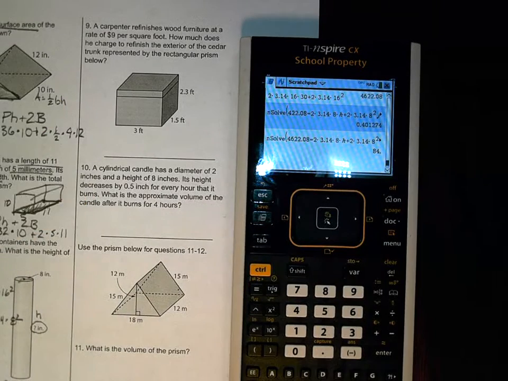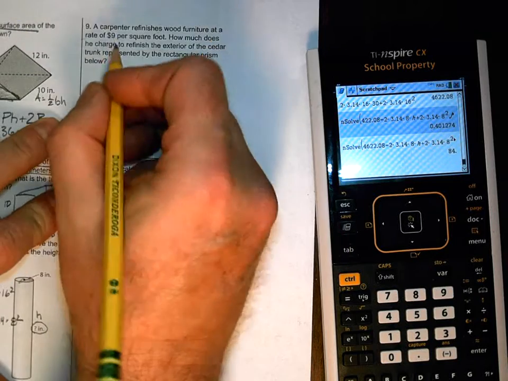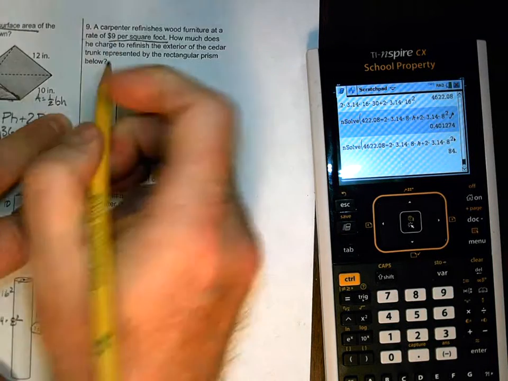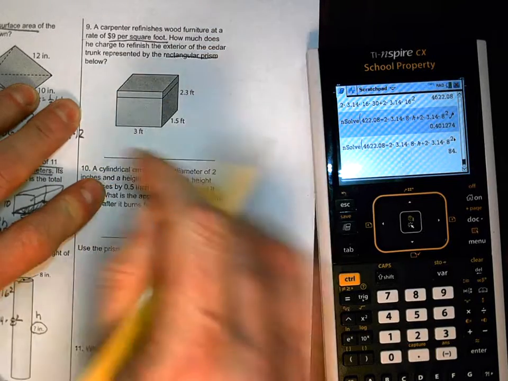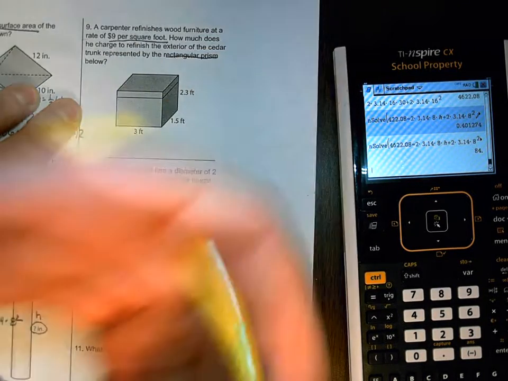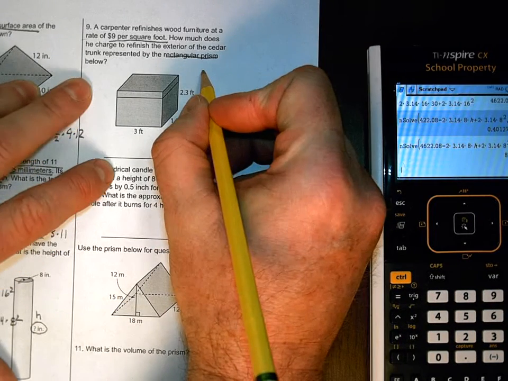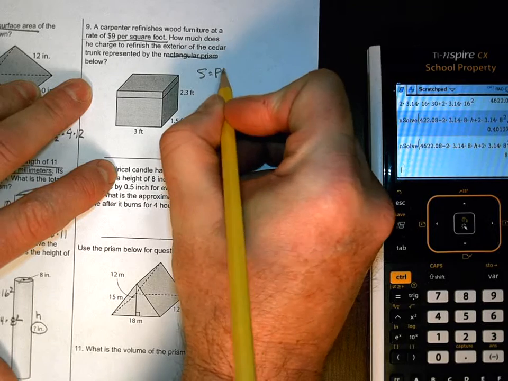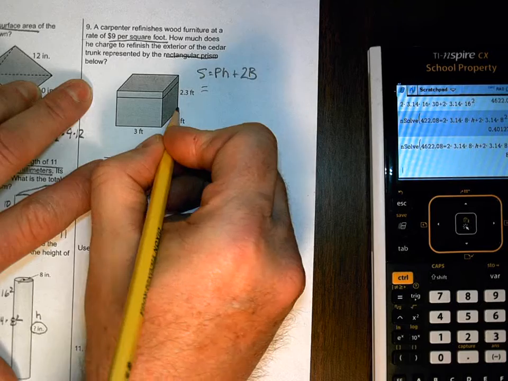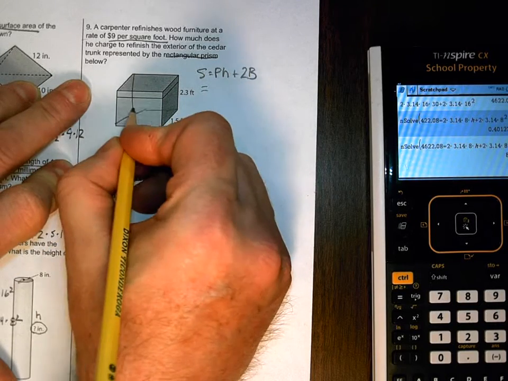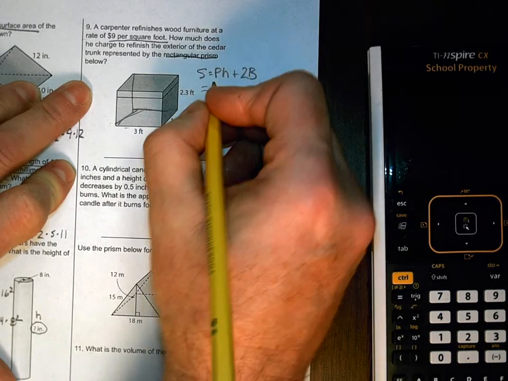So number 9. A carpenter refinishes wood furniture at a rate of $9 per square foot. How much does he charge to refinish the exterior of the cedar trunk represented by the rectangular prism below? So first thing I need to know is how many square foot does the cedar trunk have? To do that, I find total surface area. Total surface area is perimeter times height plus 2 times the area of the base. I go my perimeter here. So 3 plus 1.5 plus 3 plus 1.5 is 9.